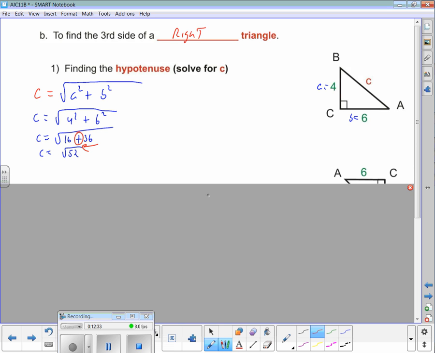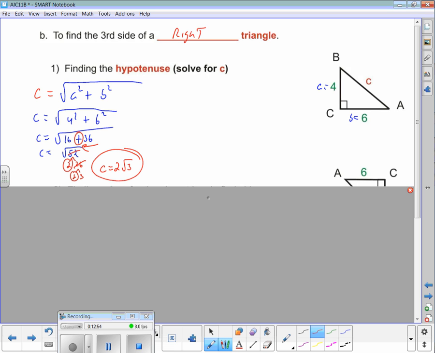All right, the last thing I've got to do here is simplify, if I can. 52 is 2 times 26, and 26 is 2 times 13. Notice I can take the square root of the 2 times 2, and my final answer, c equals 2 times the square root of 13. All right, that's doing it if you remember the solved formula for the hypotenuse.